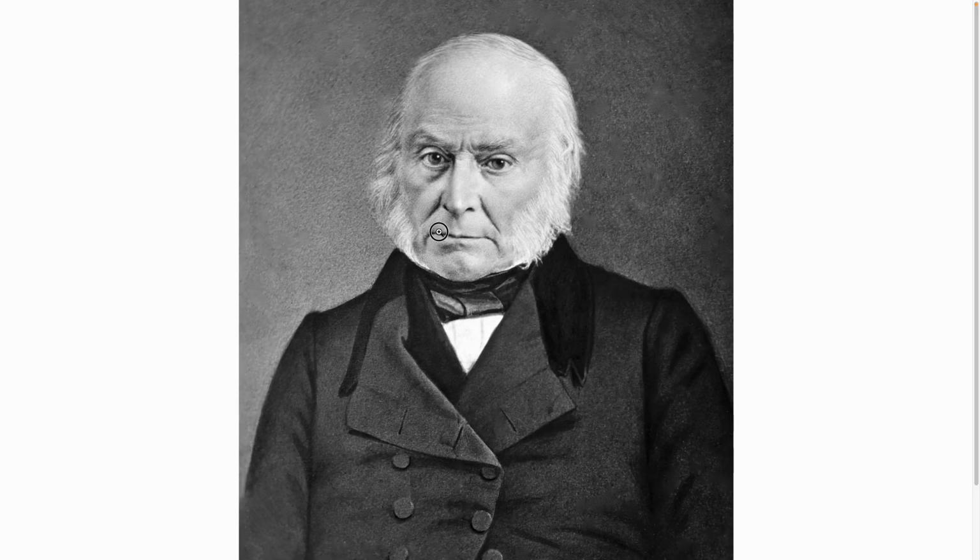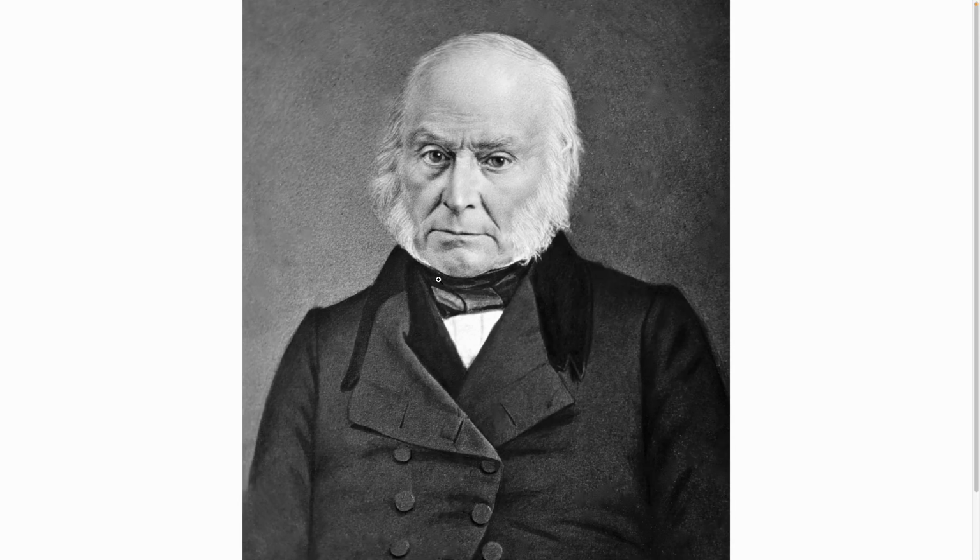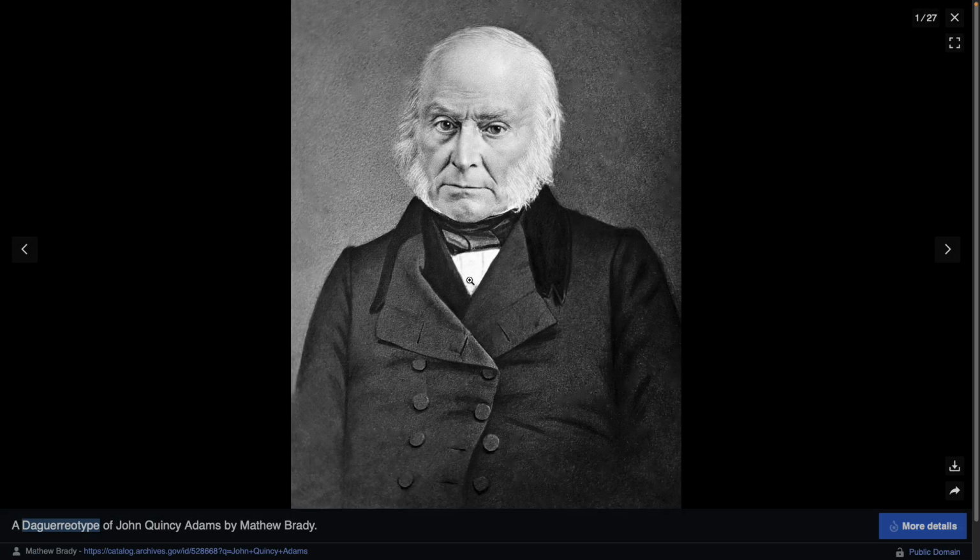So that's the pic. That's the man. It's weird because the picture looks almost like a painting, the effect of it. He's got the mutton chops, looking not particularly happy. It's kind of grim-faced, but that's what we have. Let's keep reading.